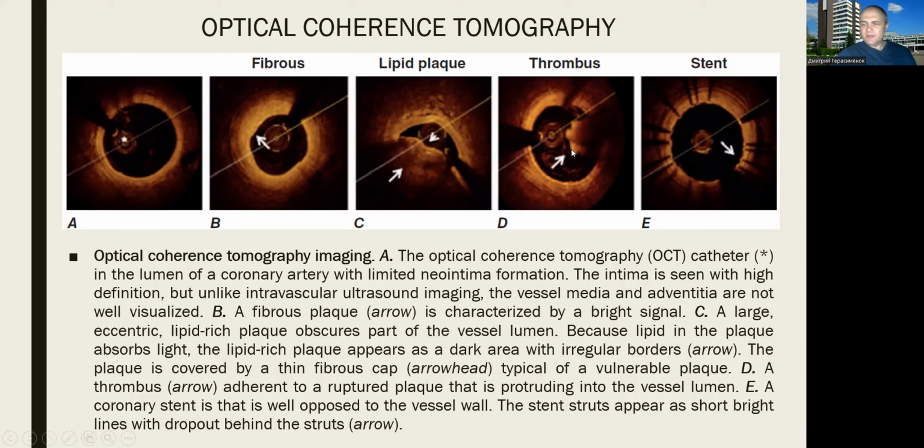Next figure, adherent to a ruptured plaque that is protruding into the vessel lumen. E. A coronary stent. This is a coronary stent that is well apposed to the vessel wall. The stent struts appear as short bright lines with dropout behind the struts.